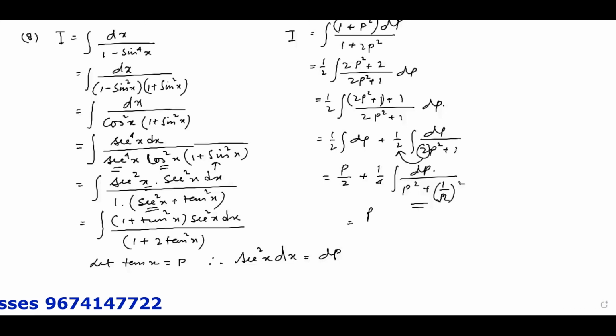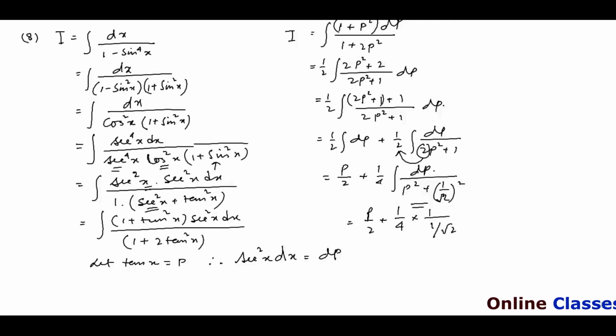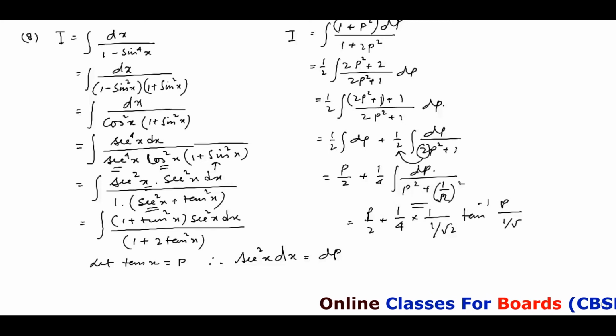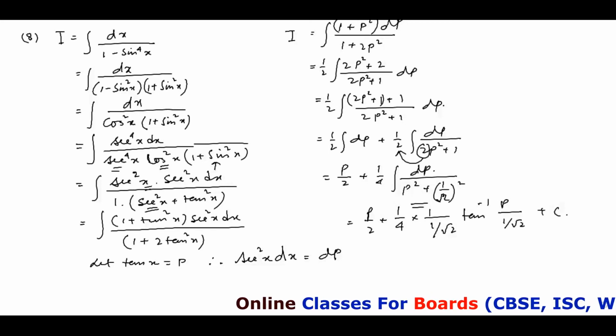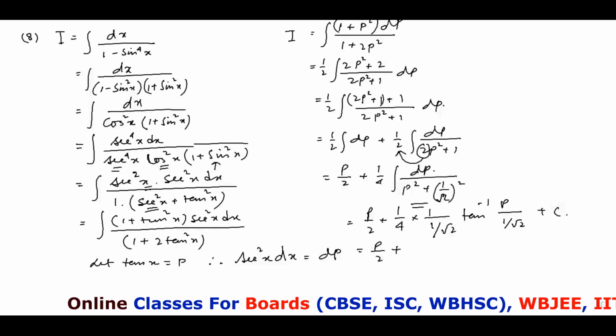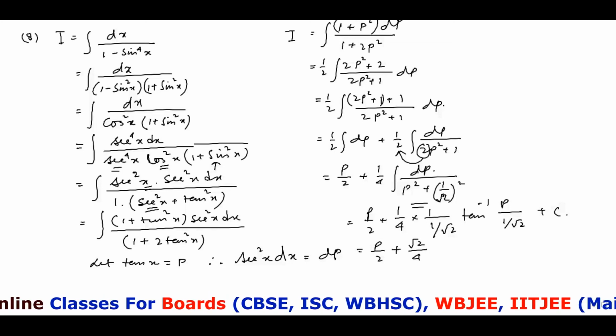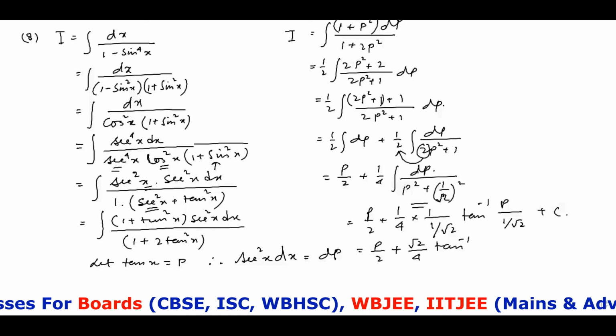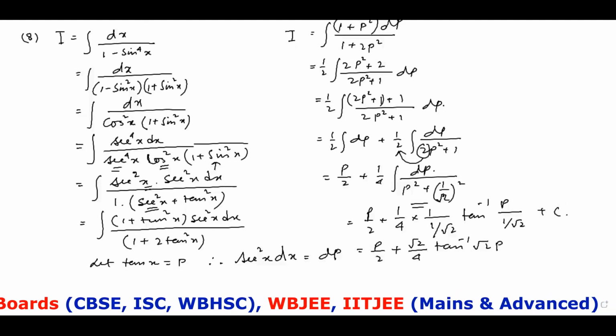And the formula is 1 by a tan inverse x by a. Okay? So it is p by 2 plus root 2 by 4 tan inverse root 2p. Is it clear? Plus c.